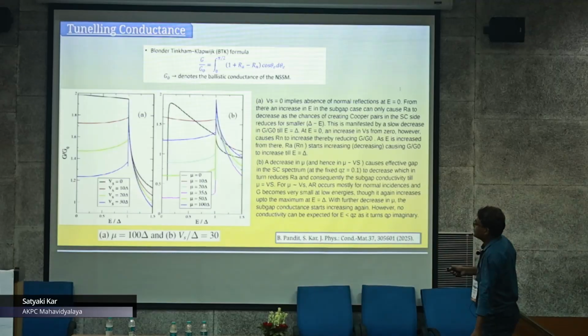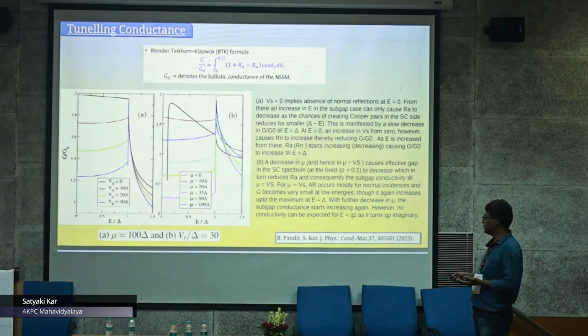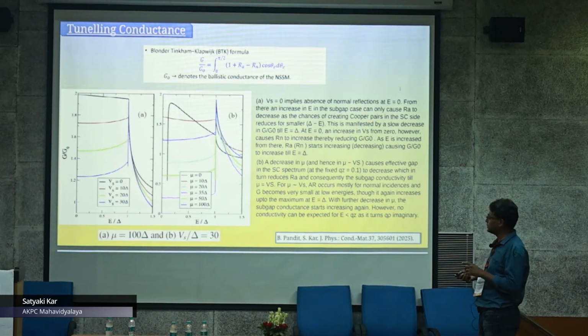And we can see for Vs equals to 0, it starts from 2. Vs equals to 0 means I think there is no normal reflection, only anti-reflection is occurring. So that's why it starts from 0, and then it starts reducing, because effectively with increase of energy, the Cooper pair production reduces, because delta minus E is reducing. And then you have this resistive decay when E is greater than delta.